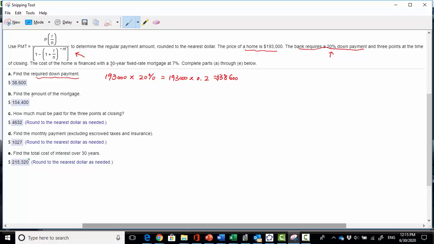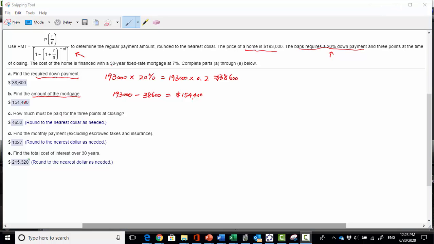Next, let's calculate the amount of mortgage. The definition of mortgage is the actual loan amount. Basically that is the home price minus the amount of down payment. So we take the $193,000, the home price, since you already paid $38,600, what's left is your mortgage, which you have to pay off in 30 years. So that amount is $154,400.